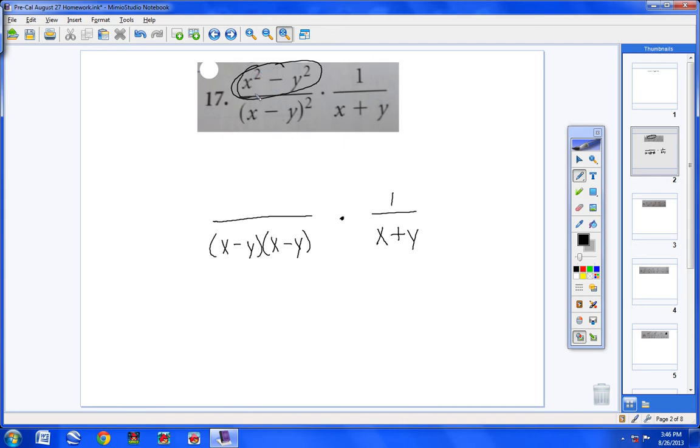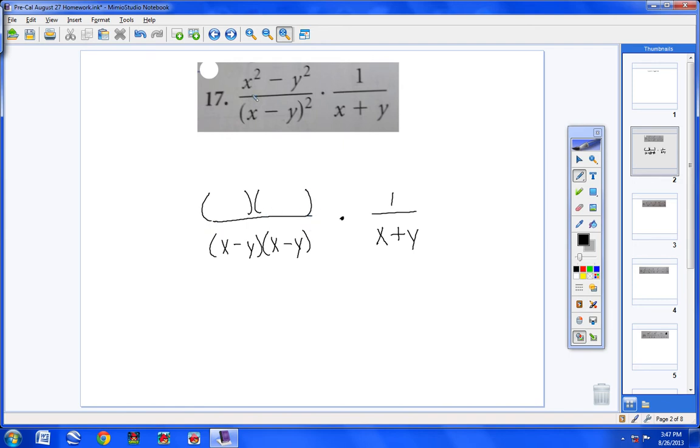I do know the square root of this term. I do know the square root of this term. So I'm dealing with perfect squares. When you're dealing with perfect squares, the first term has to be positive, and it is. The second term has to be negative, and it is. So you go ahead and write 2 sets of parentheses.